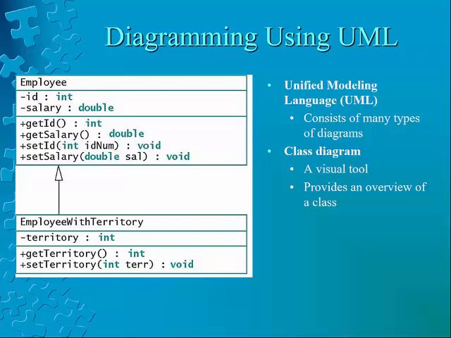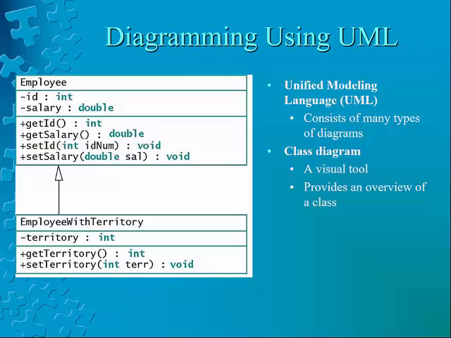Let's go over the diagramming of the UML, because this is a really nice visual tool for us to be able to see, to have a contract or an understanding of what a class is doing. So this is an example of a UML. And again, the acronym UML stands for Unified Modeling Language. And as I said, it's a tool that helps us see how these classes are supposed to be working.